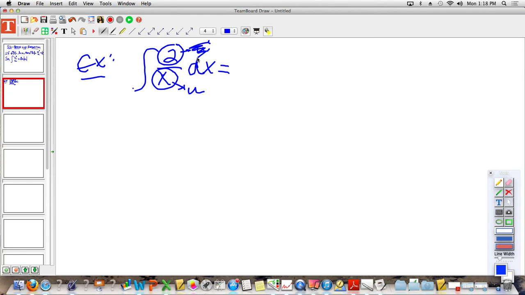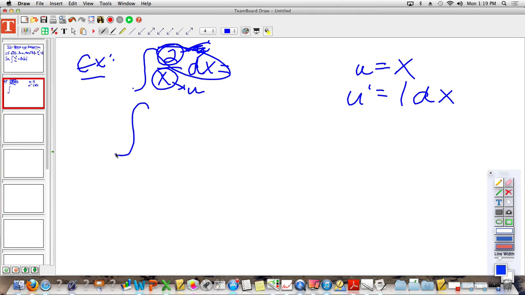We need to find our du. Let me come here. U is equal to x. The bottom is what we call u. What is u prime then? In other words, what is the derivative of u? It is 1. And remember, when you find the derivative, you tack a dx on at the end. So 1 dx is u prime. So what we need to do is make this look like 1 over x times 2 dx.